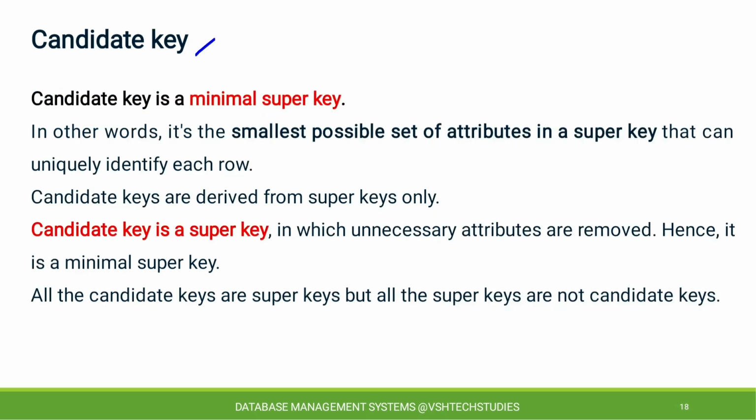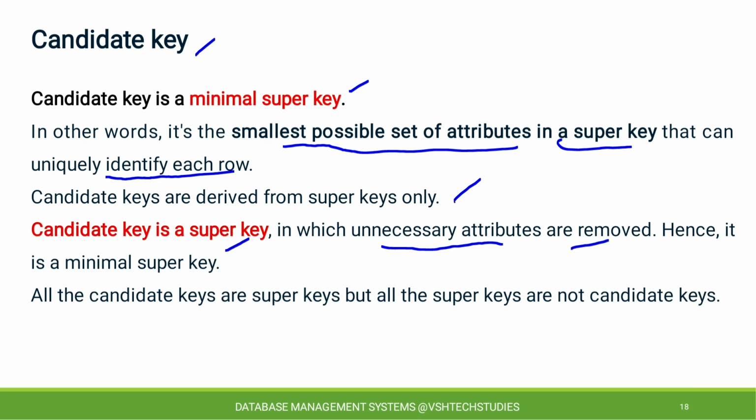What is a candidate key? Candidate key is a minimal super key. In other words, the smallest possible set of attributes in a super key that can uniquely identify each row is called a candidate key. Hence, candidate keys are derived from super keys only. Candidate key is a super key in which unnecessary attributes are removed. Hence, it is a minimal super key. All the candidate keys are super keys, but all the super keys are not candidate keys.